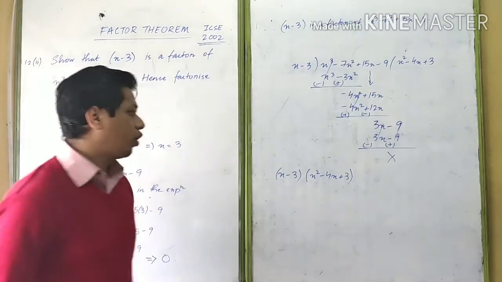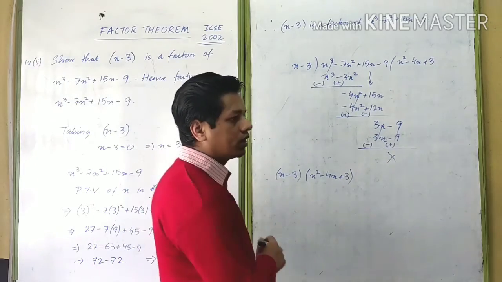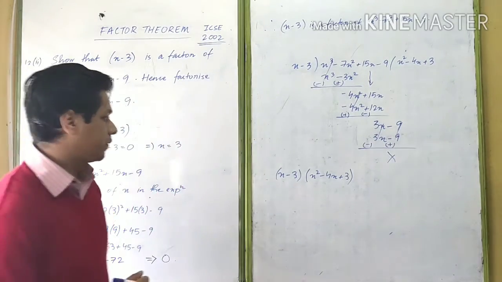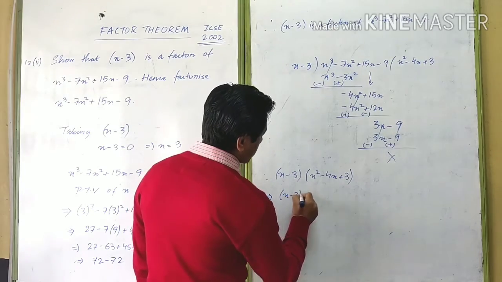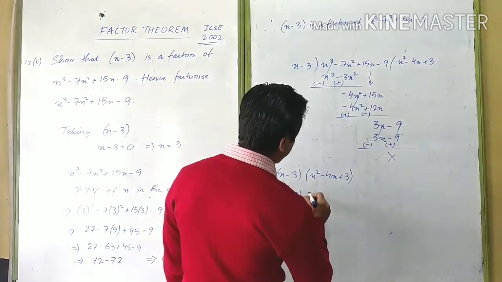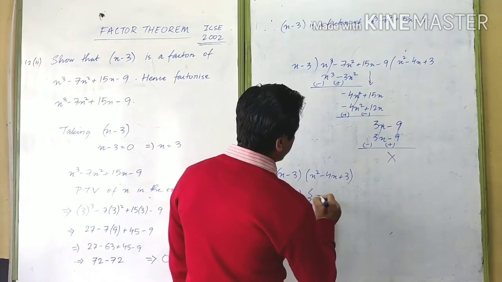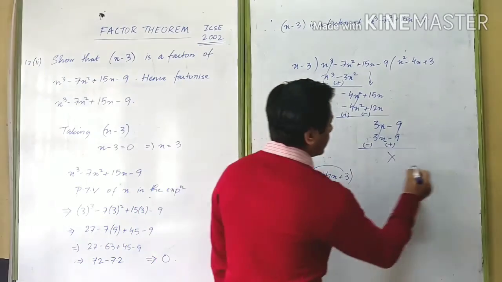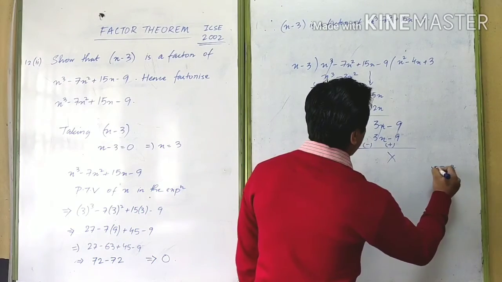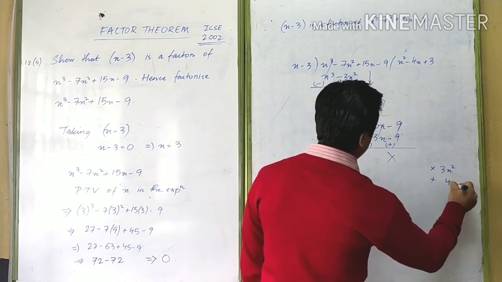Now this polynomial can be further factorized. Okay, we are going to use the middle term factorization. I'll copy x minus 3 as it is out here. I'll do the middle term factorization. So when I multiply, I should be getting 3x square, and when I add, I should be getting 4x.